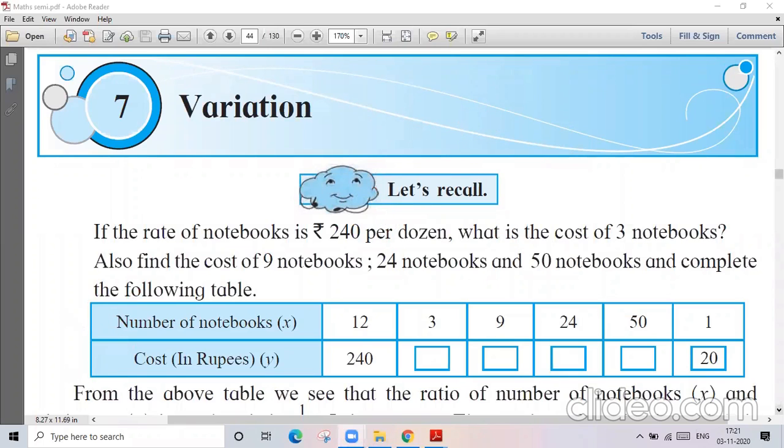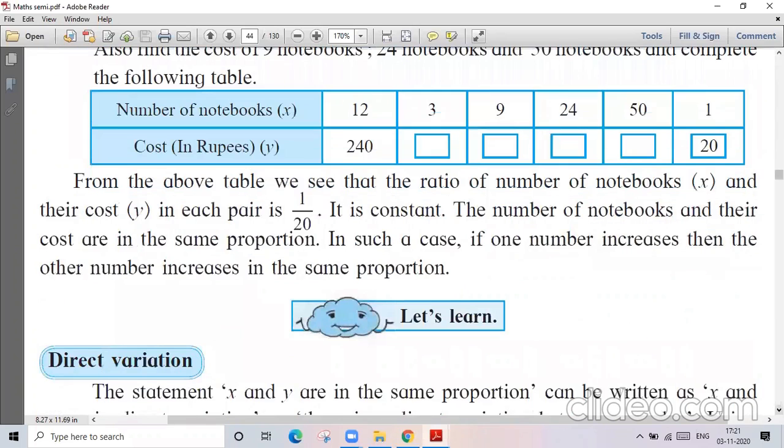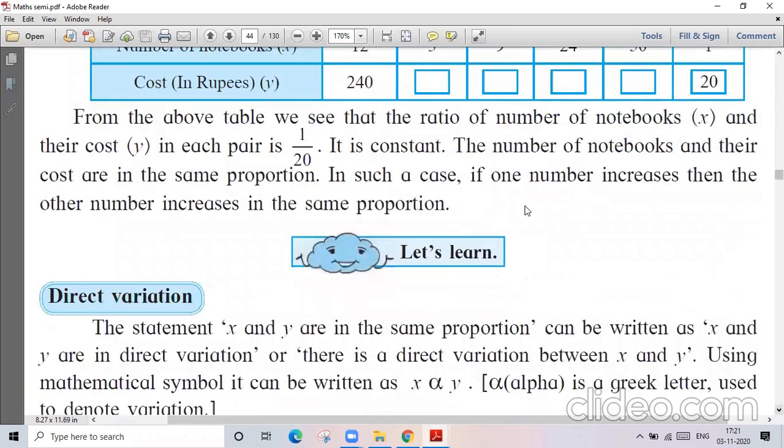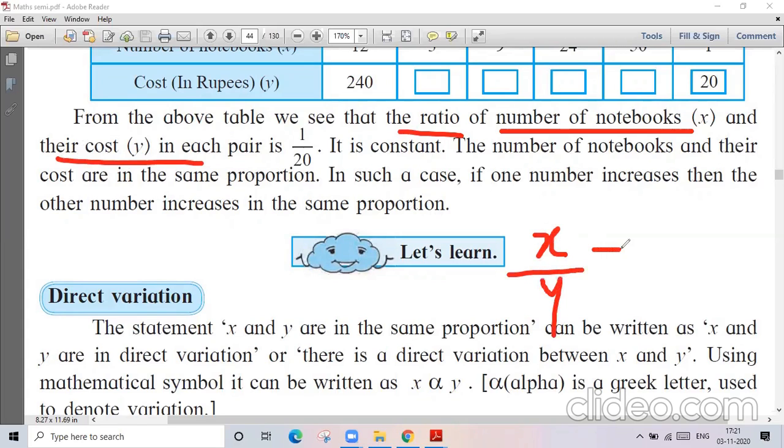So this kind of variation is known as direct variation. Here we can see that the ratio of number of notebooks, that is X, and their cost Y. Their cost Y किती आहे तो? 1:20 आहे. That means one notebook जर आपण घेतली तर त्याला किती रुपये द्यावं लागतं? आपल्याला 20 रुपये लागतं. We have to pay 20 rupees, right?